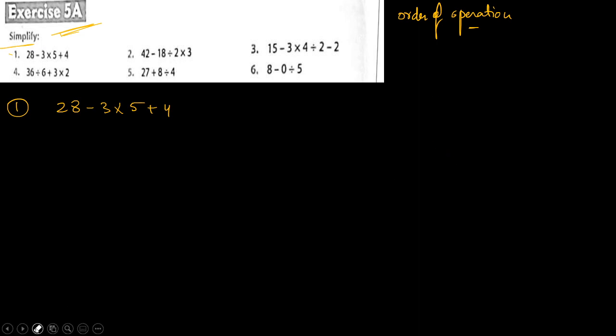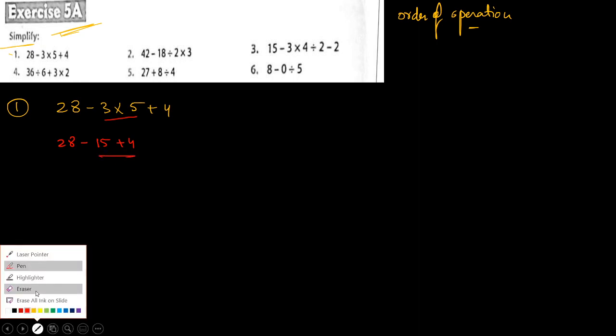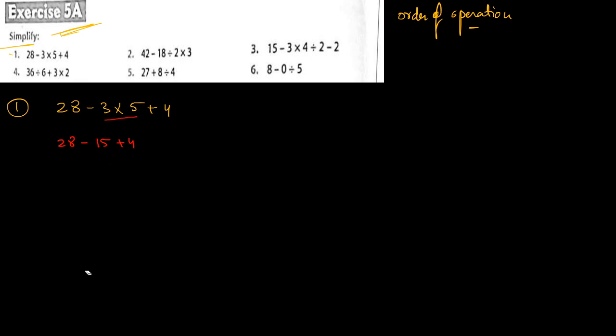Okay, so first of all, look at the question carefully. Which operation will we perform first? We will do multiplication, because division is not there in this question. So we will do multiplication first. So 28 minus 3 5s are 15 plus 4. Fine. Now what will we do? We will do addition. So will you add 15 and 4? No. If you add 15 and 4, you will get the wrong answer.